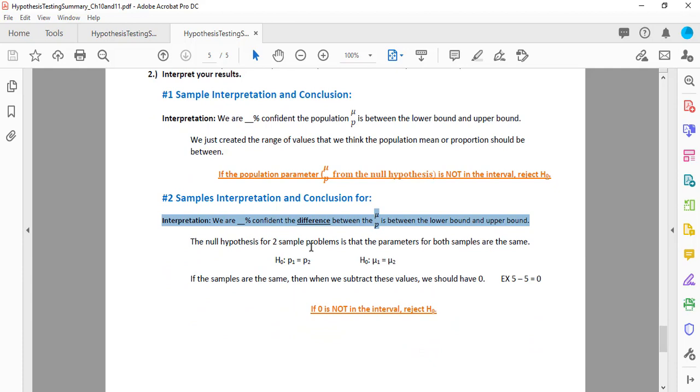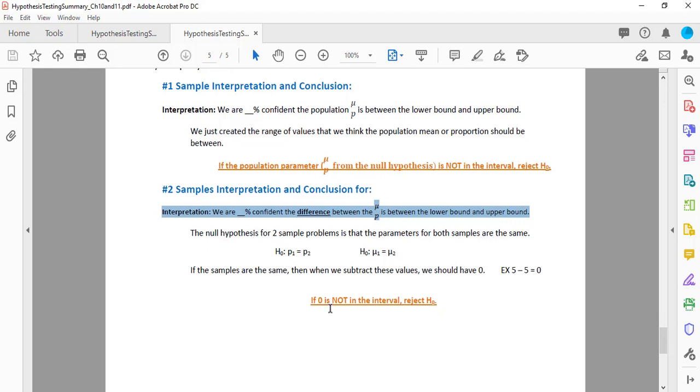So when you're subtracting 2 values that are the same, you should get 0. An example, 5 minus 5, or 10 minus 10, or 1,000 minus 1,000, or 0.4 minus 0.4. If you go in saying that these 2 samples are the exact same, when you subtract them, you're supposed to get 0. So for two samples, the way you complete hypothesis testing is that if 0 is not in your interval, if 0 is not between your lower bound and your upper bound, that's when we're going to reject the null hypothesis.